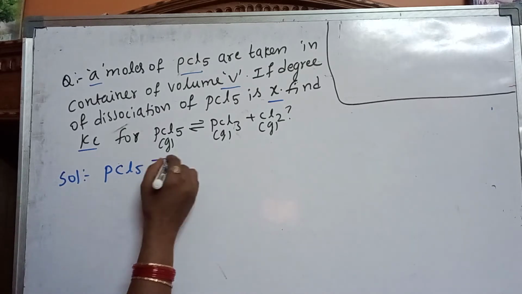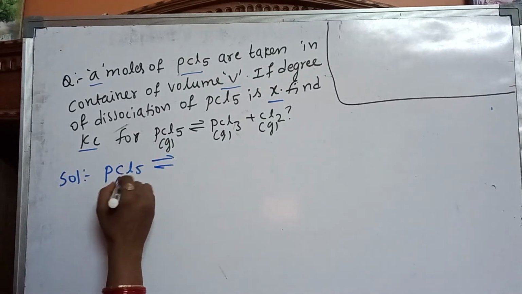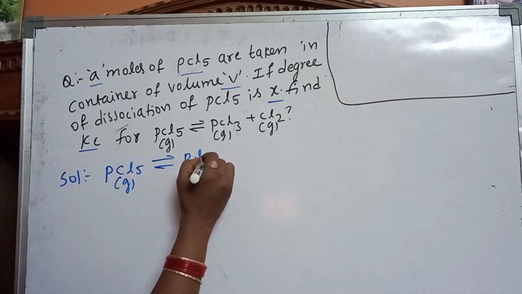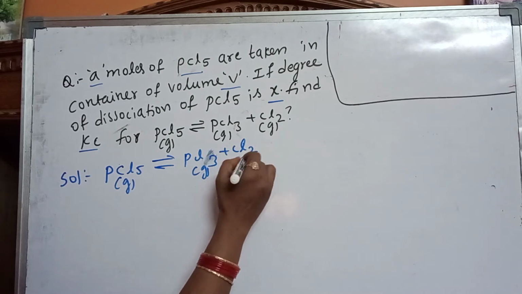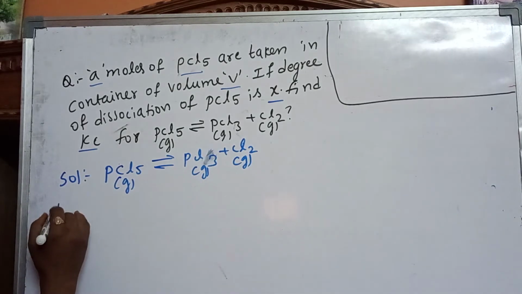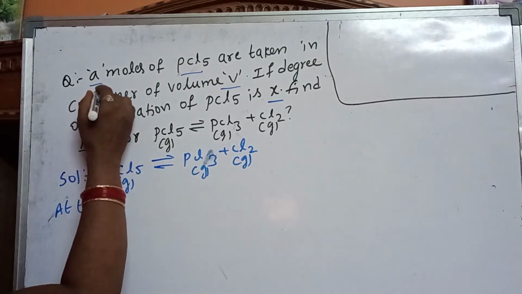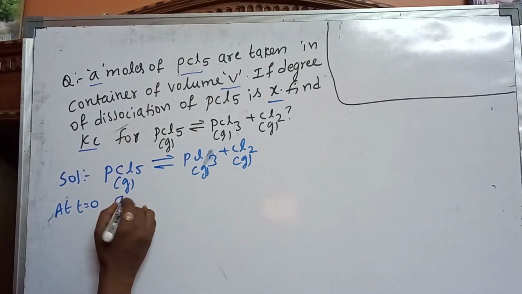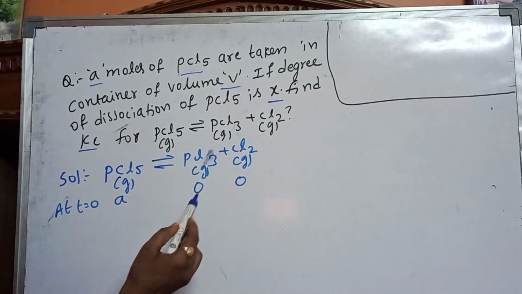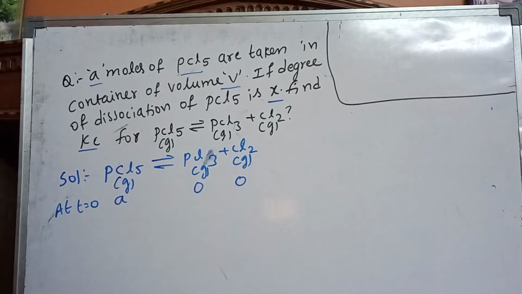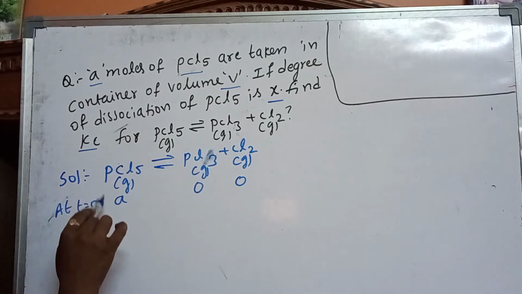First of all, write the chemical reaction again. PCl5 on dissociation gives PCl3 gas plus Cl2 gas, 1 mole of Cl2 gas. At the initial stage, at t equal to 0, how many moles of PCl5 are taken here? A moles. At the initial stage of the reaction, the number of moles of products are 0, 0. You have to remember that, because at the initial starting of the reaction there are no products in the vessel, only reactant is present.